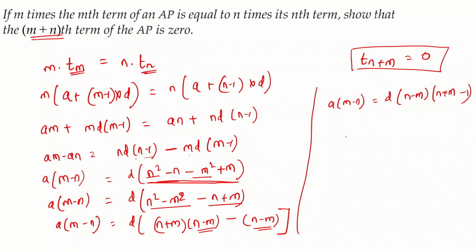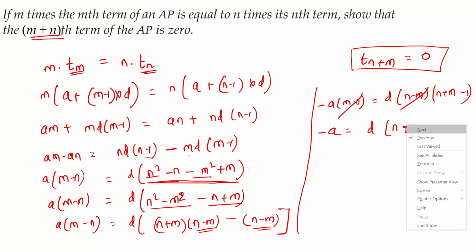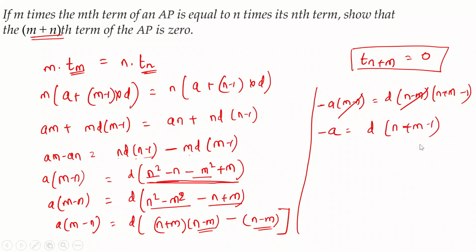Okay, so now what I can do, I can cancel out this n minus 1 and n minus m and m minus n, and I can put minus somewhere over here. So I get minus a is equal to d times n plus m minus 1, and then I can take this a on the other side, so I get 0 is equal to a plus n plus m minus 1 times d. I have just switched their position, so I've taken d, instead of writing it over here, I've written it over here. No problem, 5 into 3 is 3 into 5, so it doesn't matter.